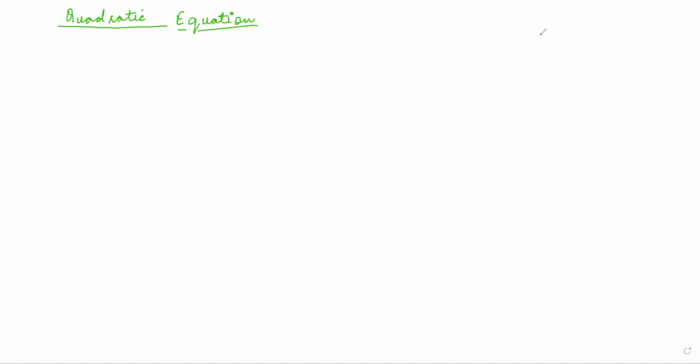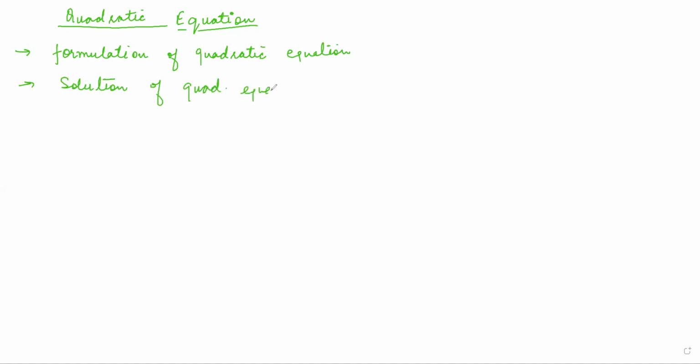So now in this chapter, first of all, what exactly you have to cover, right? The first type of questions depends upon formulation of quadratic equation. So you will be given a word problem and you have to formulate a quadratic equation, right? Okay. Then we come to solution of quadratic equation. So once you have formed your equation, now you have to solve it. So there are two methods. One is called the factorization method, right?